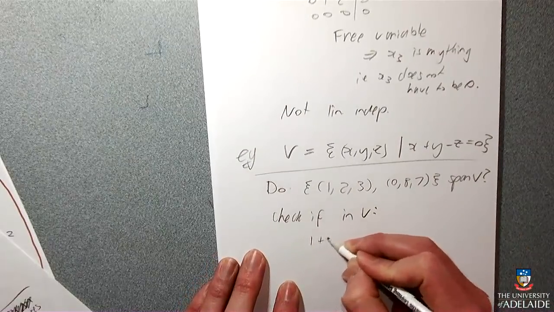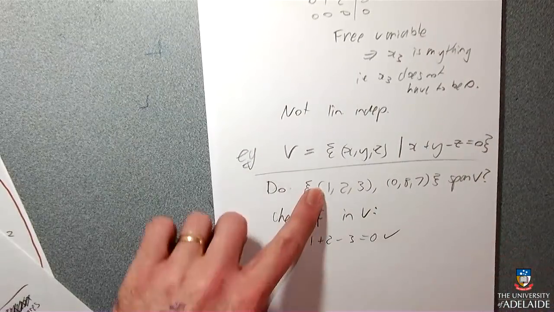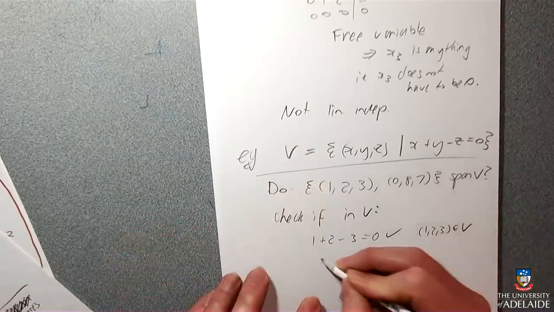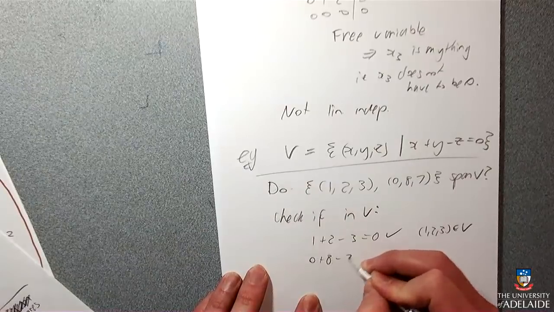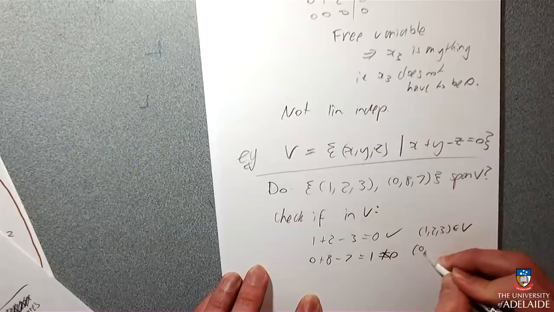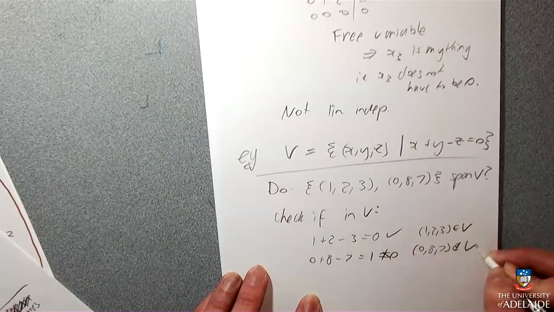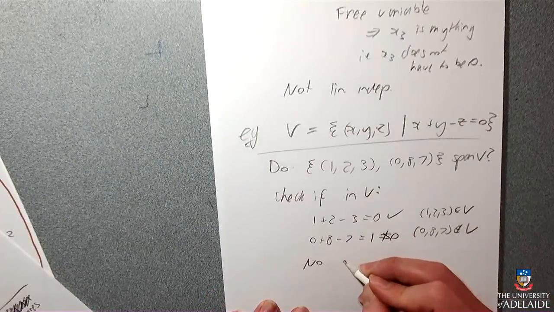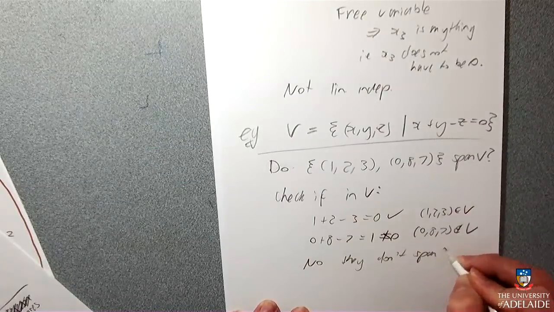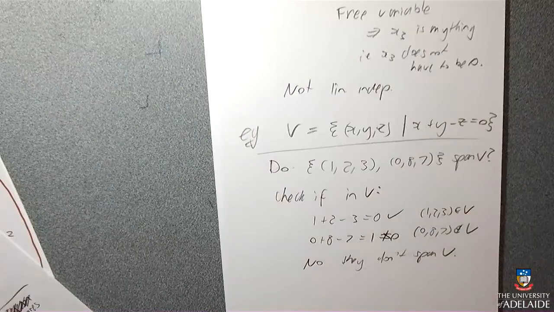So let's see, 1 plus 2 minus 3 is 0. That vector's in V. And 0 plus 8 minus 7 is 1, which is not 0. So 0, 8, 7 is not even in V. So no, they don't span V. So that's the first secret rule 0, which is they have to actually be in there if they're going to span it. So I like to use that one first.